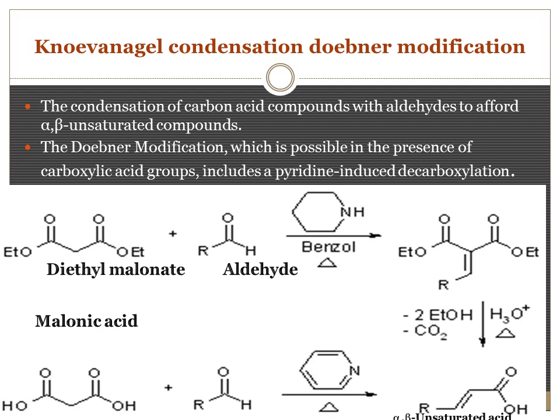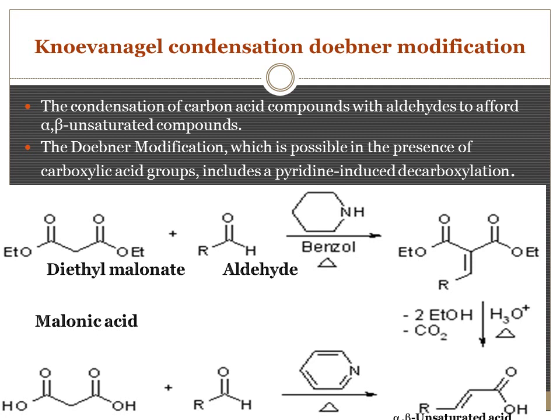In the presence of piperidine, upon reflux with the benzaldehyde, you will get the alpha beta unsaturated esters. Further, if you remove the two molecules of ethanol and carry out decarboxylation with the liberation of carbon dioxide, upon hydrolysis on heating you will result in the alpha beta unsaturated acid. So it is one way.